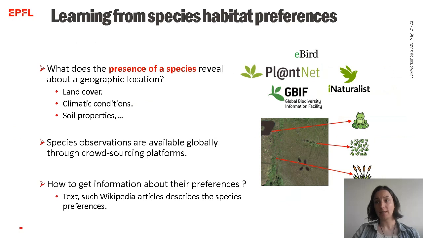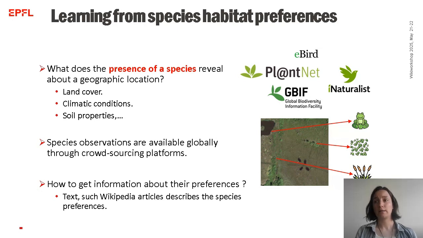Our idea is to learn information about the natural environment from nature itself, so from the species that are observed in some location, because the presence of a species in a given geographic location reveals a lot of information about it, such as land cover, climatic conditions, soil properties, etc. Moreover, we have species observations available globally and for free through crowdsourcing platforms such as eBird, PlantNet, iNaturalist, or GBIF, where basically citizens and scientists go out there and collect and share the species they observe during their trip.